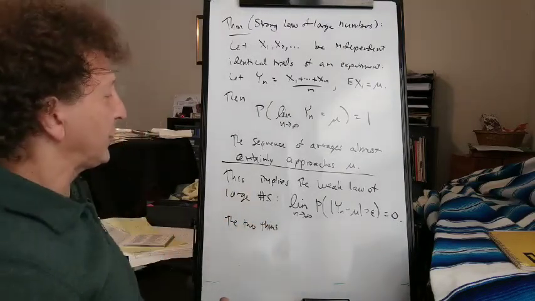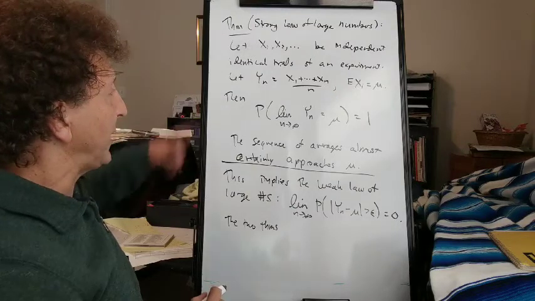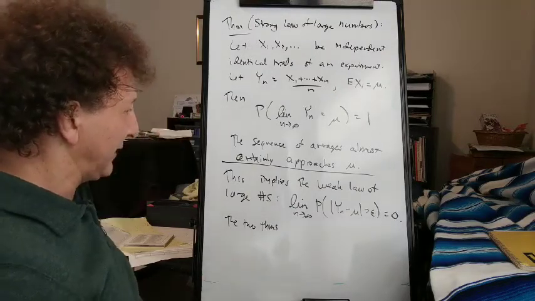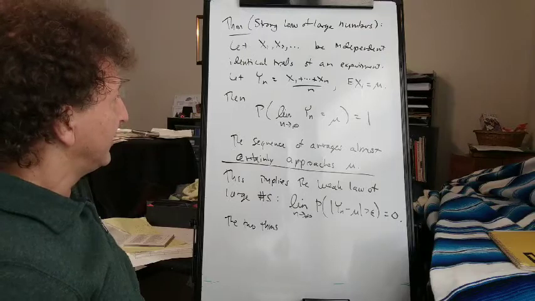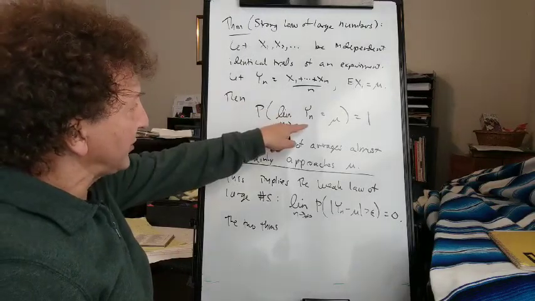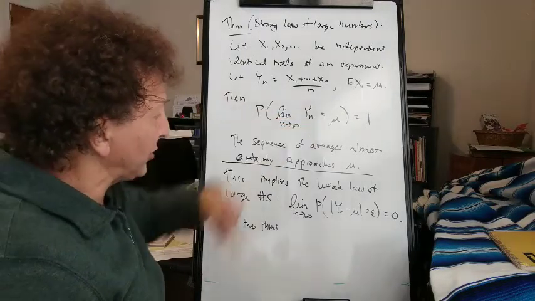Now, the two theorems look very similar. You look back and forth and you say, well, they're almost saying the same thing. They're saying that the sample averages are going to get closer and closer to mu.